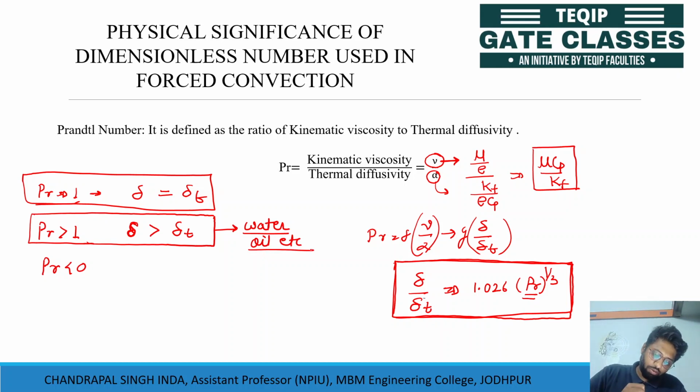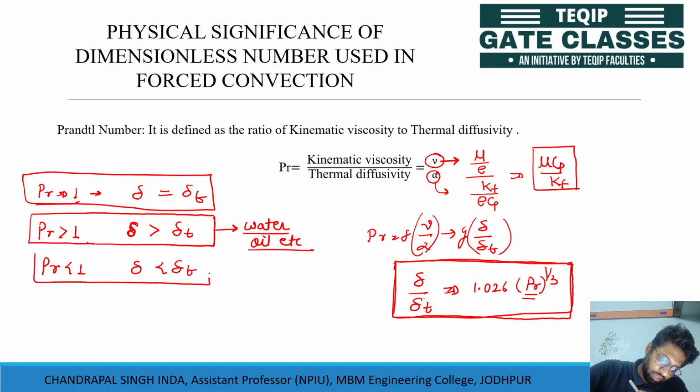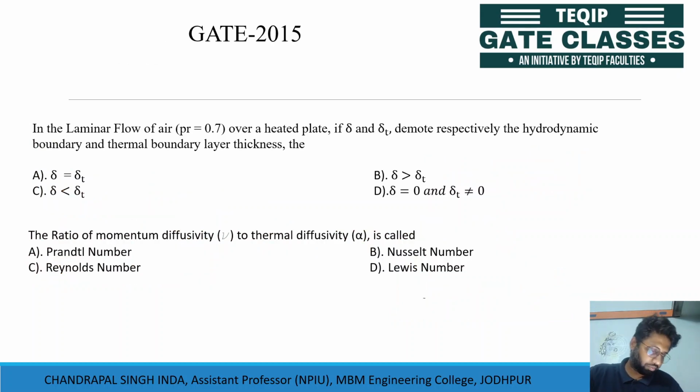If we have the value of Prandtl number lesser than 1, in that case we will have delta T greater than delta, means thermal boundary layer thickness is greater than the boundary layer thickness. So let's have a few numerical problems over this formula. So let's move to the next question.